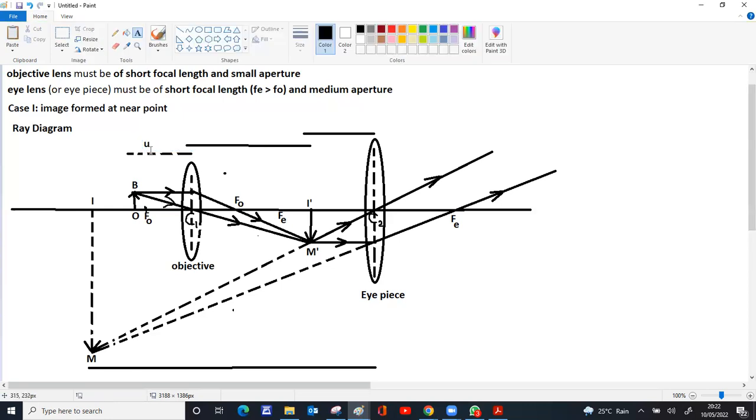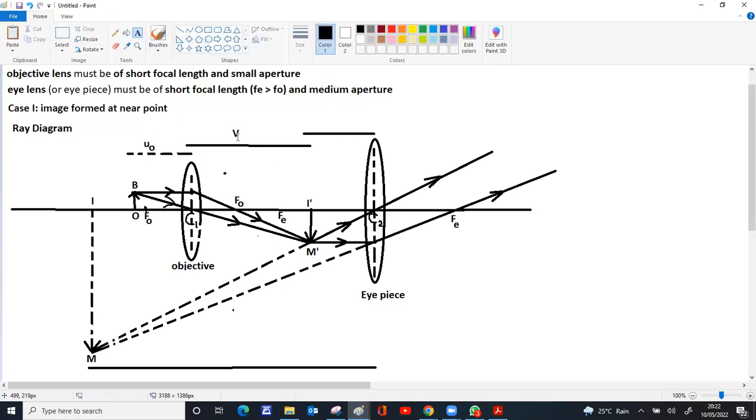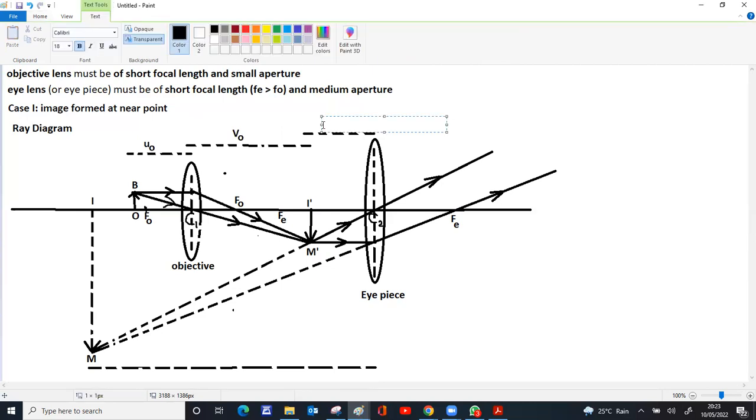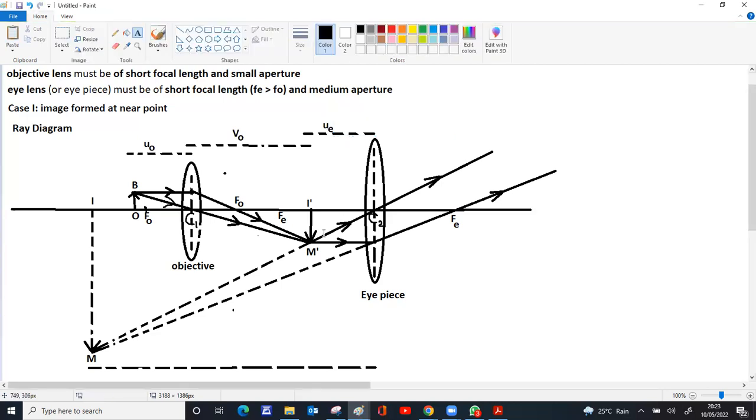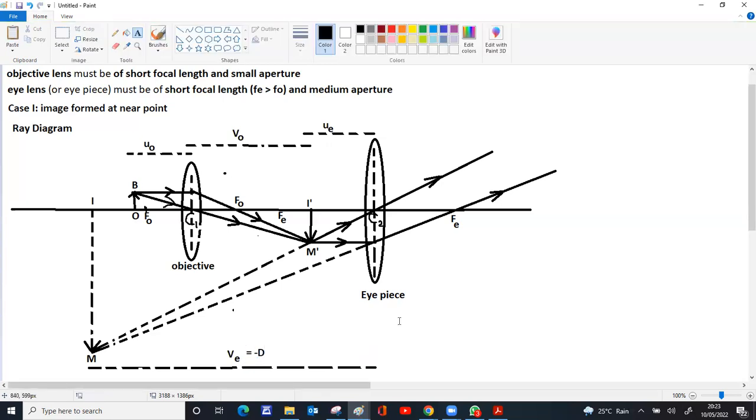So this is U of the objective lens. This is B of the objective lens. This is U of the eye lens. This is B of the eye lens, which is the near point distance. U for the eye lens. This is the B of the eye lens, which is equal to minus D. So the image formation is important. How to draw the final image.